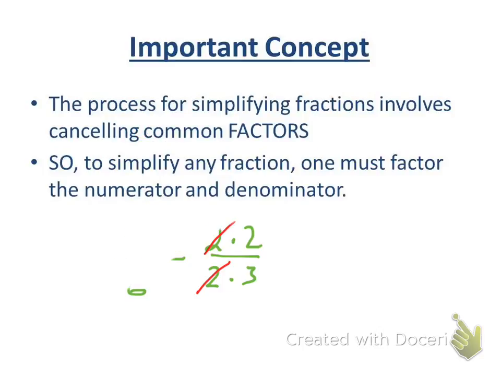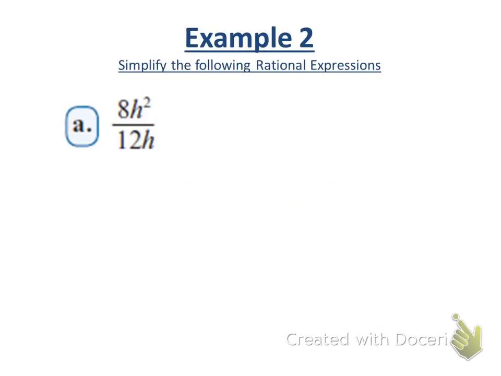So to simplify any fraction, one must factor the numerator and denominator to find the common factors and cancel the common factors. Let's have a look at this. It says simplify the following rational expressions. Simplifying a fraction involves canceling common factors between the numerator and the denominator. So you can tell me what this would be.